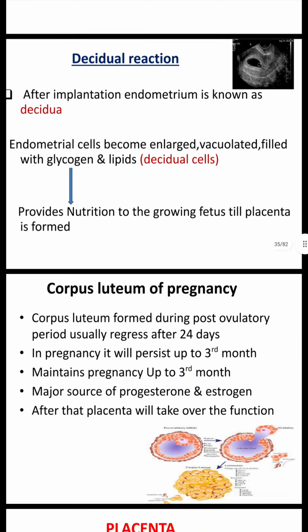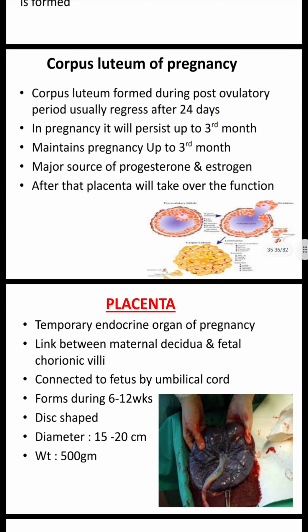Now, the corpus luteum of pregnancy. The corpus luteum is formed during the post-ovulatory period, that means after ovulation, and it usually regresses after 24 days. In pregnancy, it will persist up to the 3rd month, that means it maintains pregnancy up to the 3rd month. It is a major source of estrogen and progesterone. After that, the placenta will take over the function. The placenta will secrete the hormones.